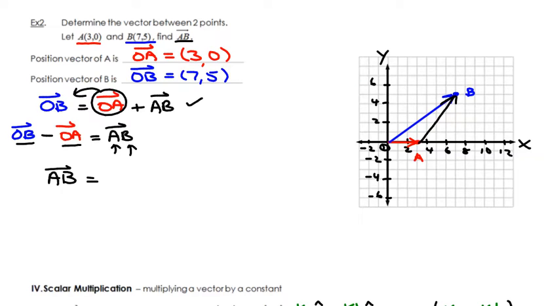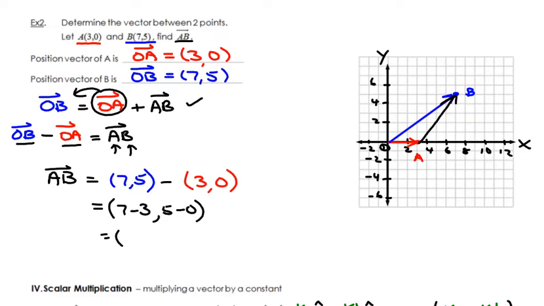just for space, I'm going to do this in the ordered pair notation. Take your B, which is (7, 5), subtract your A, which is (3, 0). So you've got B minus A. Now you subtract the numbers: 7 minus 3 and 5 minus 0. So AB is going to be a vector with a 4 as your horizontal component and a 5 as your vertical component.